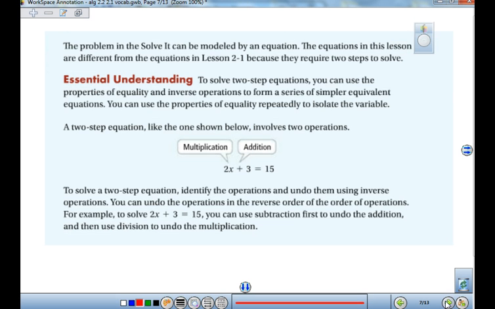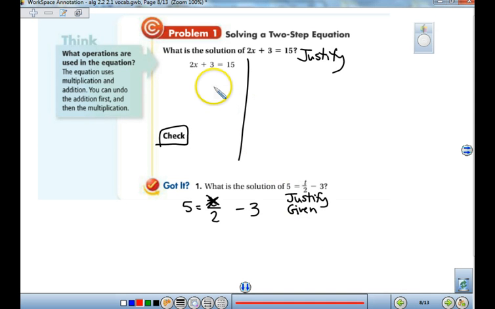What about the two-step equations? Well, key thing to remember: when we do order of operations, we always did addition and subtraction before multiplication and division. Now when we do our problems, we're going to reverse the order of operations. We're always going to do addition and subtraction first, and then multiplication and division. So as you start your two-step problems, on problem 1 in your notes, if we want to solve 2x plus 3 equals 15, we are going to subtract 3 from both sides of the equation.